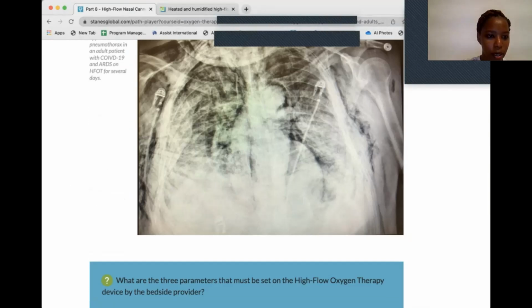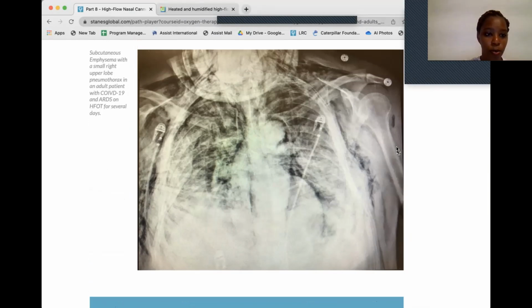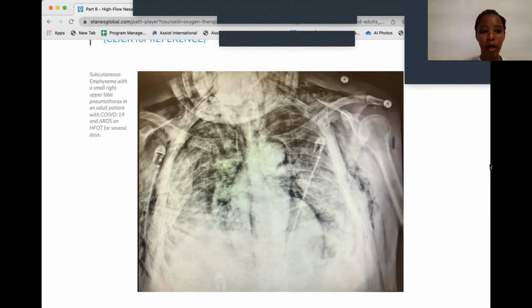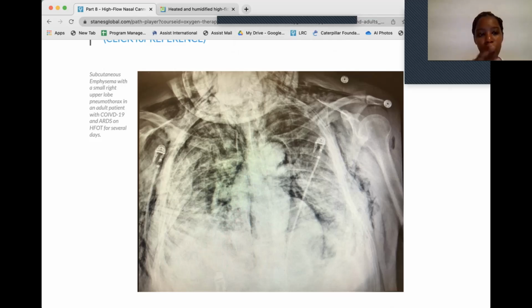So this is a subcutaneous emphysema with a small right-sided pneumothorax in an adult with ARDS. I also noticed we used to have a lot of subcutaneous emphysema, but mainly with ventilated patients. You will find it in patients using CPAP and who are intubated. Intubation not as much, but with the CPAP, we noticed a lot of subcutaneous emphysema.